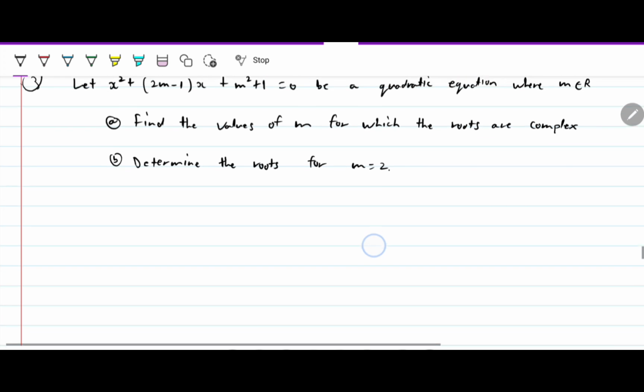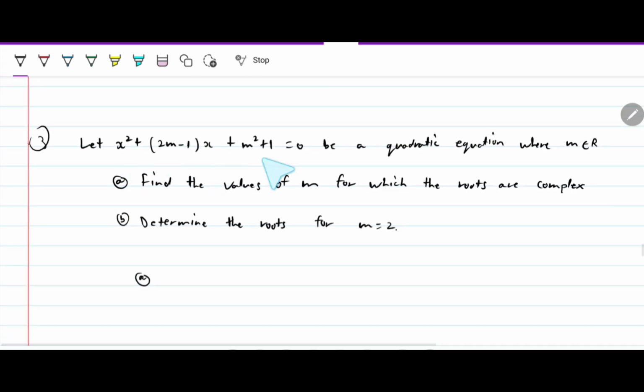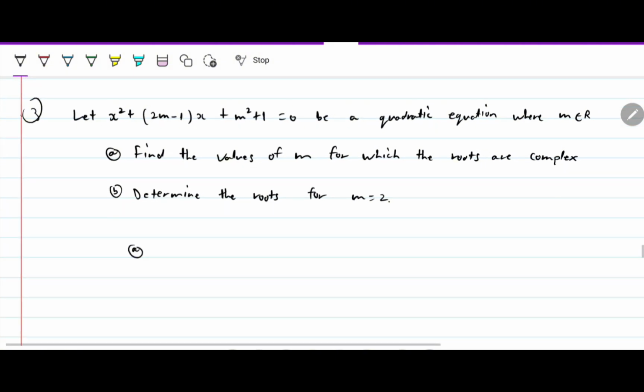To find the values of m for which the roots are complex. When will the roots of a quadratic equation be complex? There's a condition that we check for, and that will be the discriminant, right? When a discriminant is less than 0, we are working with complex roots. So I know the discriminant is b squared minus 4ac in our quadratic formula, everything under the square root.